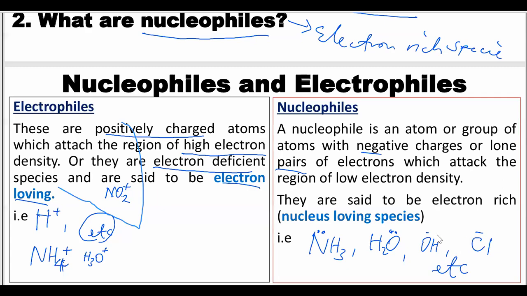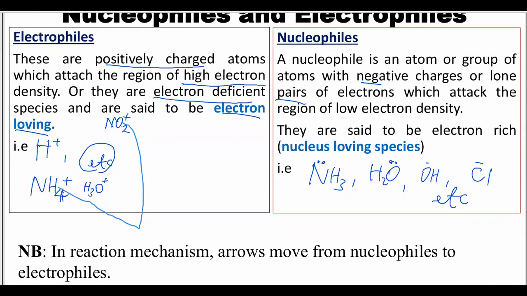So those ones which have a negative charge or lone pairs of electrons attack the region of low electron density. So this was very important for us to know, so that at the end of it all, when you're doing the mechanisms, because today we're going to look at the mechanisms as we look at these chemical properties, we are able to understand where the arrow is supposed to go, from what going to what.